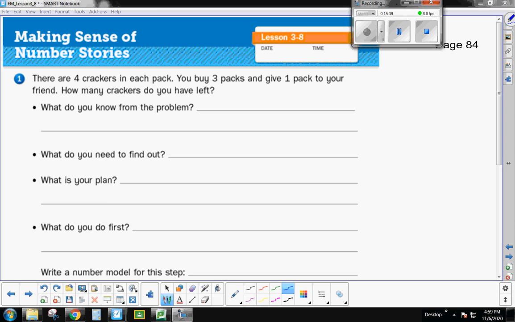Now, I like to read the problem and then I like to go back and reread it again and kind of underline important information. It says there are 4 crackers in each pack. That's probably some important information, right? It says you buy 3 packs. So that's probably some important information. And you give 1 pack to your friend.